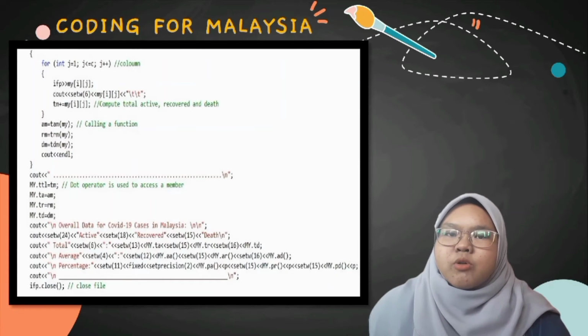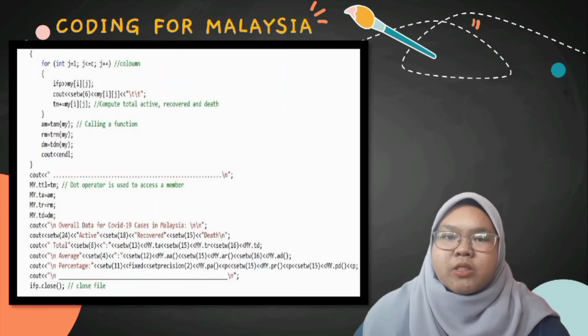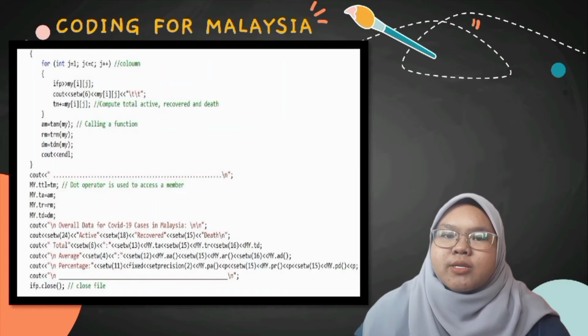Then, we call all the functions that we already declared without implementation. The implementation of the functions we put after the main body. We write AM equals total active Malaysia TAMMY, RM equals total recovered Malaysia TRMMY, and DM equals total death Malaysia TDMMY, and then endl to go to the next line.